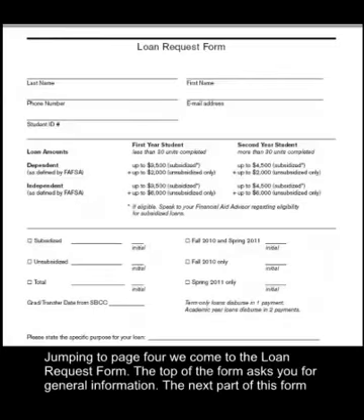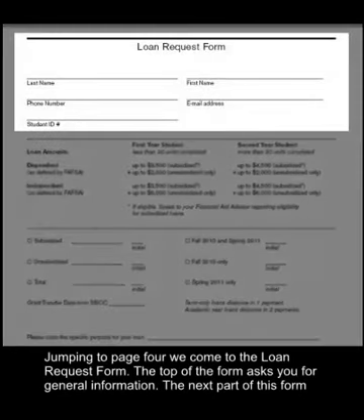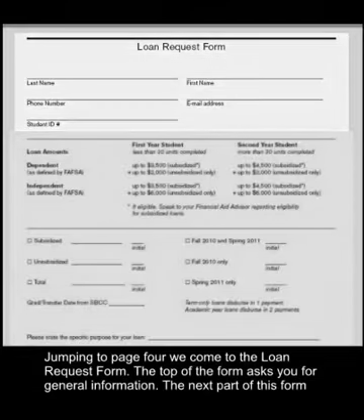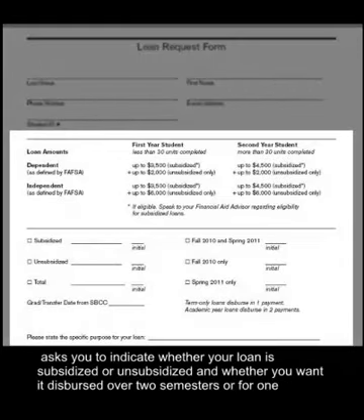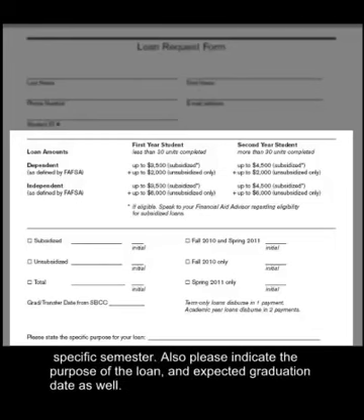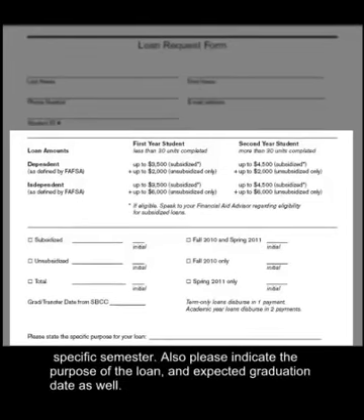Jumping to page 4, we come to the loan request form. The top of the form asks you for general information. The next part of this form asks you to indicate whether your loan is subsidized or unsubsidized and whether you want it dispersed over 2 semesters or for 1 specific semester. Also, please indicate the purpose of the loan and the expected graduation date as well.